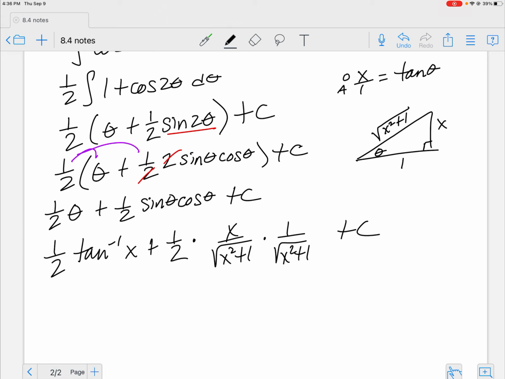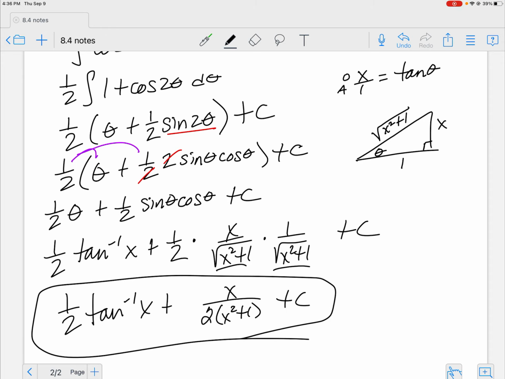Now just clean this up a little bit. So I've got 1/2 inverse tangent of x plus, if I square something that is the square root, then those symbols cross out. And I'm left with x over 2 times x squared plus 1. And that's our final answer. You don't need to distribute the 2. If you do, great. If you don't, great. I don't care. Either way, it works there. All right? Okay, well, let's try some more.